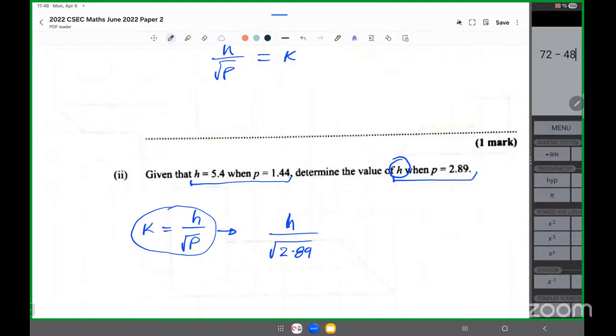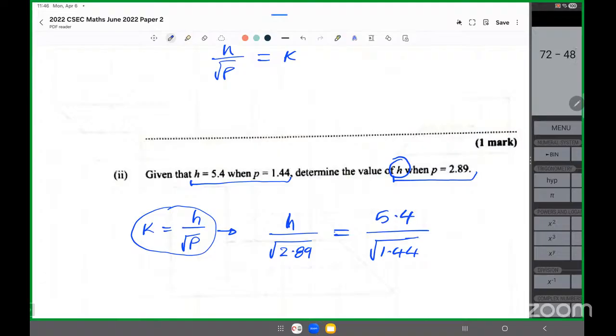Why did I put that first? Because I'm trying to find H. When we set out the equation, sometimes we always put what you want to find first, so it's easier to transpose. So this will be a K. H over the square root of that P is equal to the pair on this one now, which is this H, 5.4 over the square root of this P, square root of 1.44.